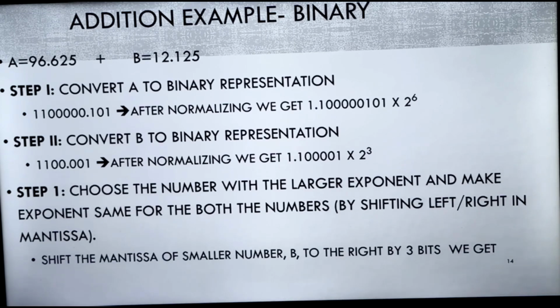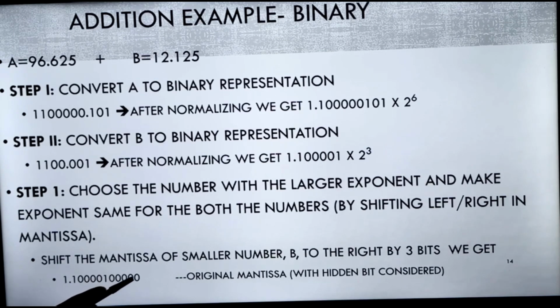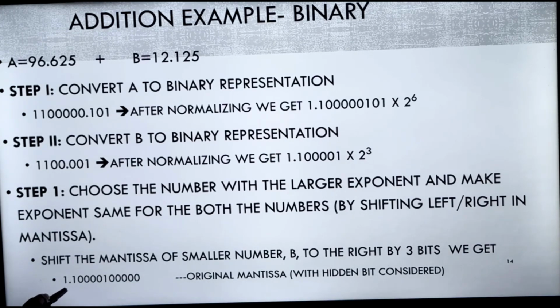See, this is the original number, 1.100001 and all other zeros we have. Fine. If I move it to the left hand side 3 times, then how will it look? It will look like 0.001100 and whatever I have, right?